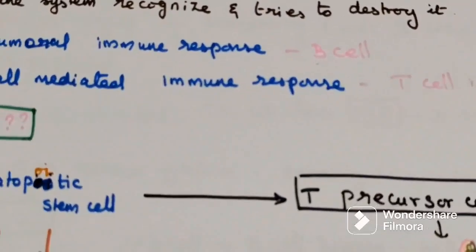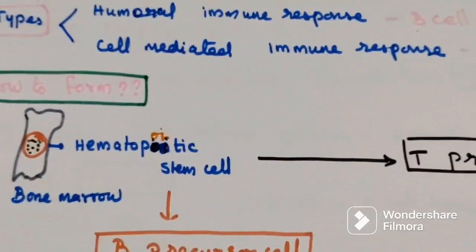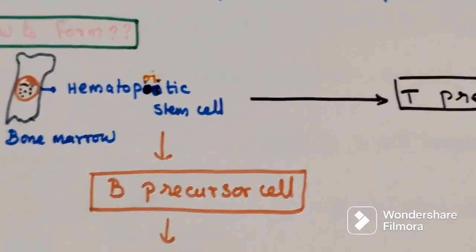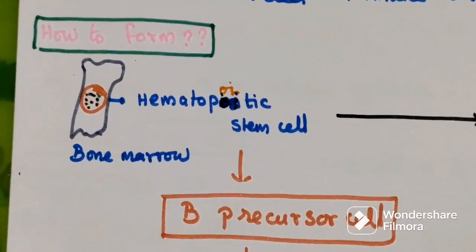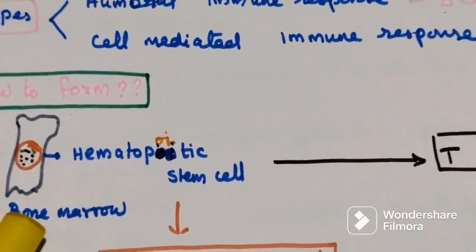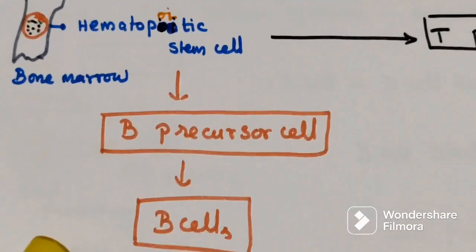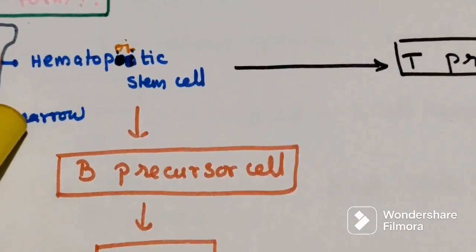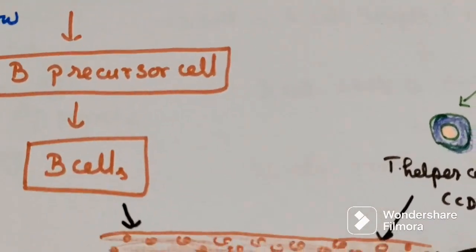Now we will discuss how B lymphocytes and T lymphocytes are formed. All blood cells are formed from hematopoietic stem cells in the bone marrow. So this is the bone marrow, and here the hematopoietic stem cell is present. Then B precursor cells form, then mature B cells form, and then they mix with the bloodstream.